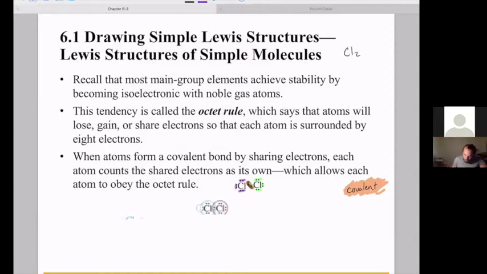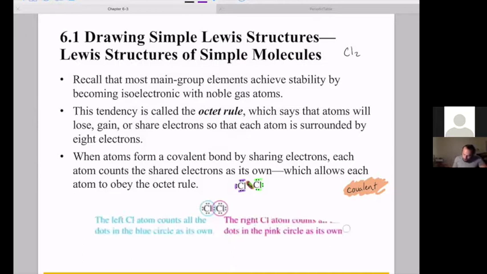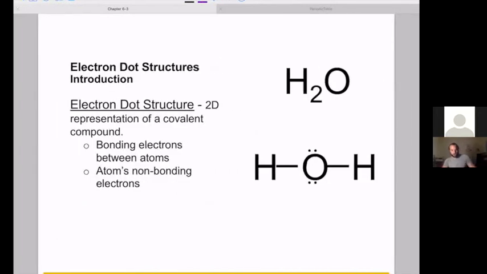Okay, so again, just to illustrate here, the left chlorine atom will count all those pairs of electrons. They're sharing now this pair of electrons here. So the chlorine in blue gets to count all 8 of those electrons towards its octet. The chlorine in pink gets to count all 8 of those electrons towards its octet. So the name of the game is going to be to get to where we're drawing structures like these Lewis structures here. And these show how atoms are connected to one another, so how many electrons are being shared and how many electrons aren't being shared.